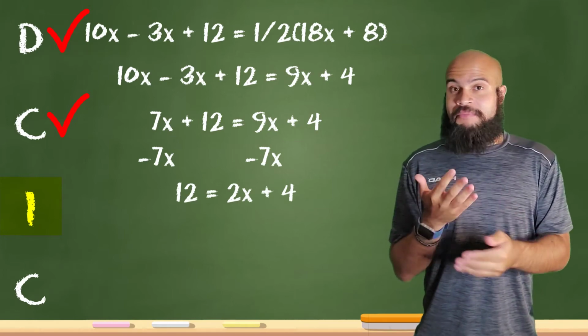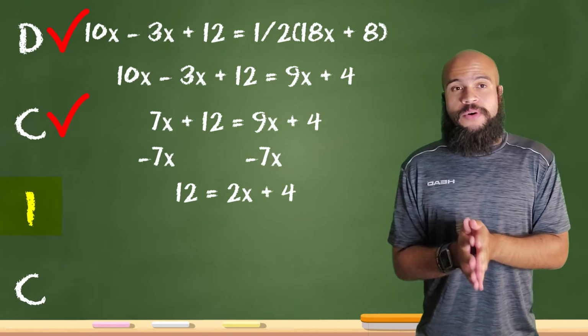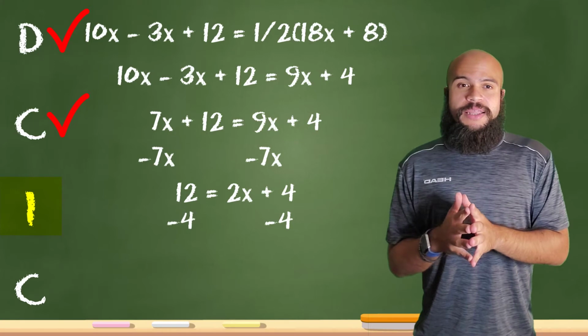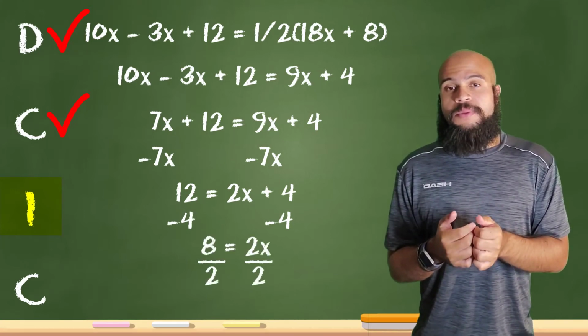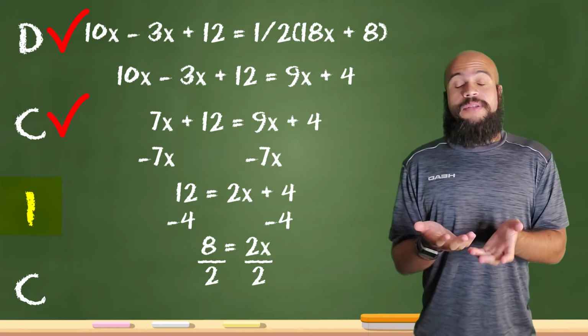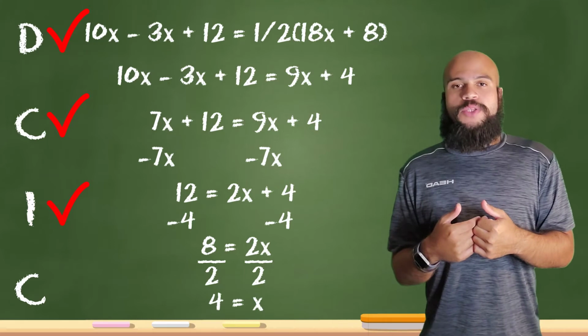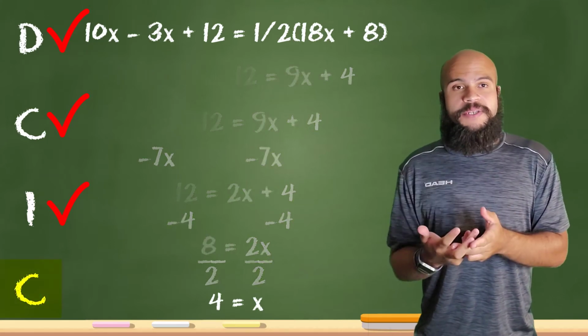Now, I've done enough work at this point that my equation is in a basic two-step equation form. I'm going to eliminate the 4 by subtracting 4 from both sides. Then I'm going to get rid of the coefficient of 2 by dividing both sides of the equation by 2. And this leaves me with a solution of x equals 4 and allows me to move on to the final step, which deals with checking that my answer is indeed correct.